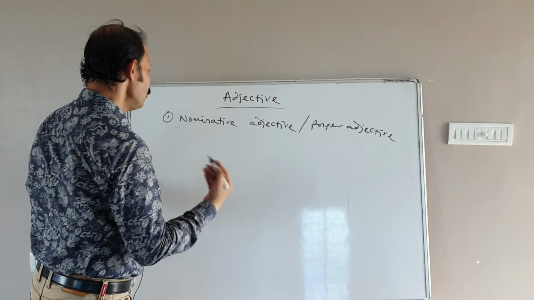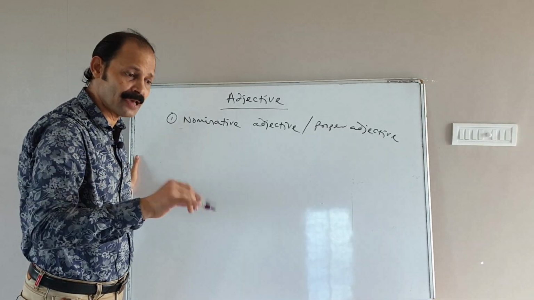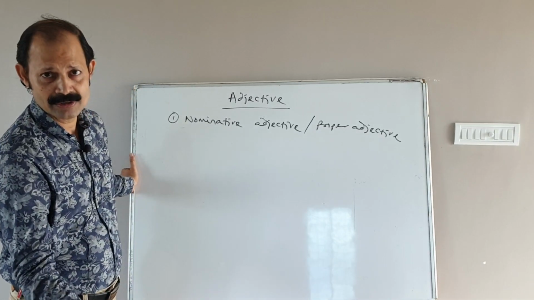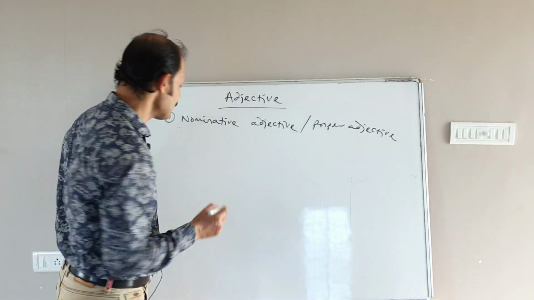What is it? Nominative adjective or proper adjective means sometimes the noun itself may be used to describe another noun. In this case it is called nominative adjective or proper adjective. How? I am telling you.